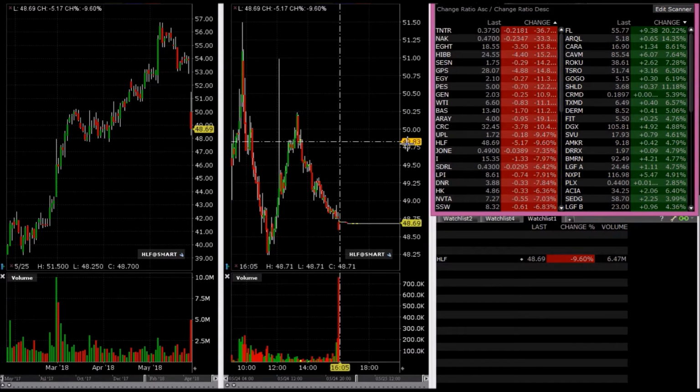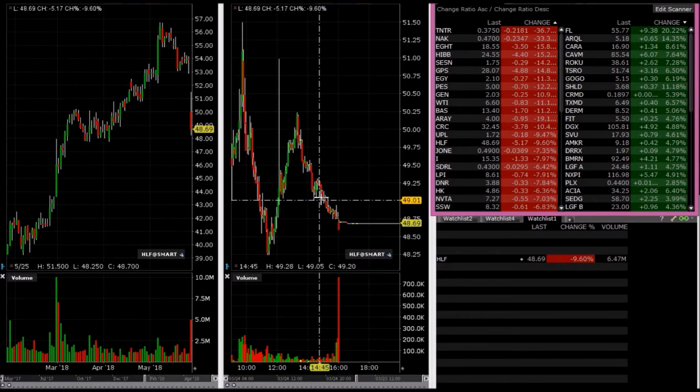As versus a stock that is down on the daily, I'll be a little more lenient to hold off on the stop, because it's down for the day, and usually it will follow trend. All right, so let's pick another one.